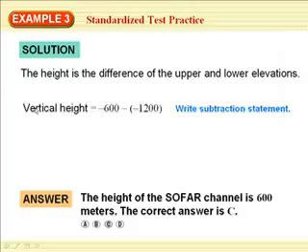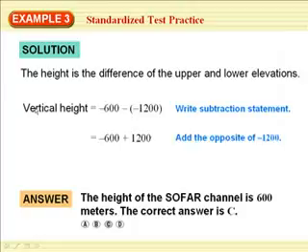They wrote a subtraction problem. Negative 600 minus the difference of those. They boomed it. See right there? This would be boom, boom. And they ended up with 600. Pretty cool.